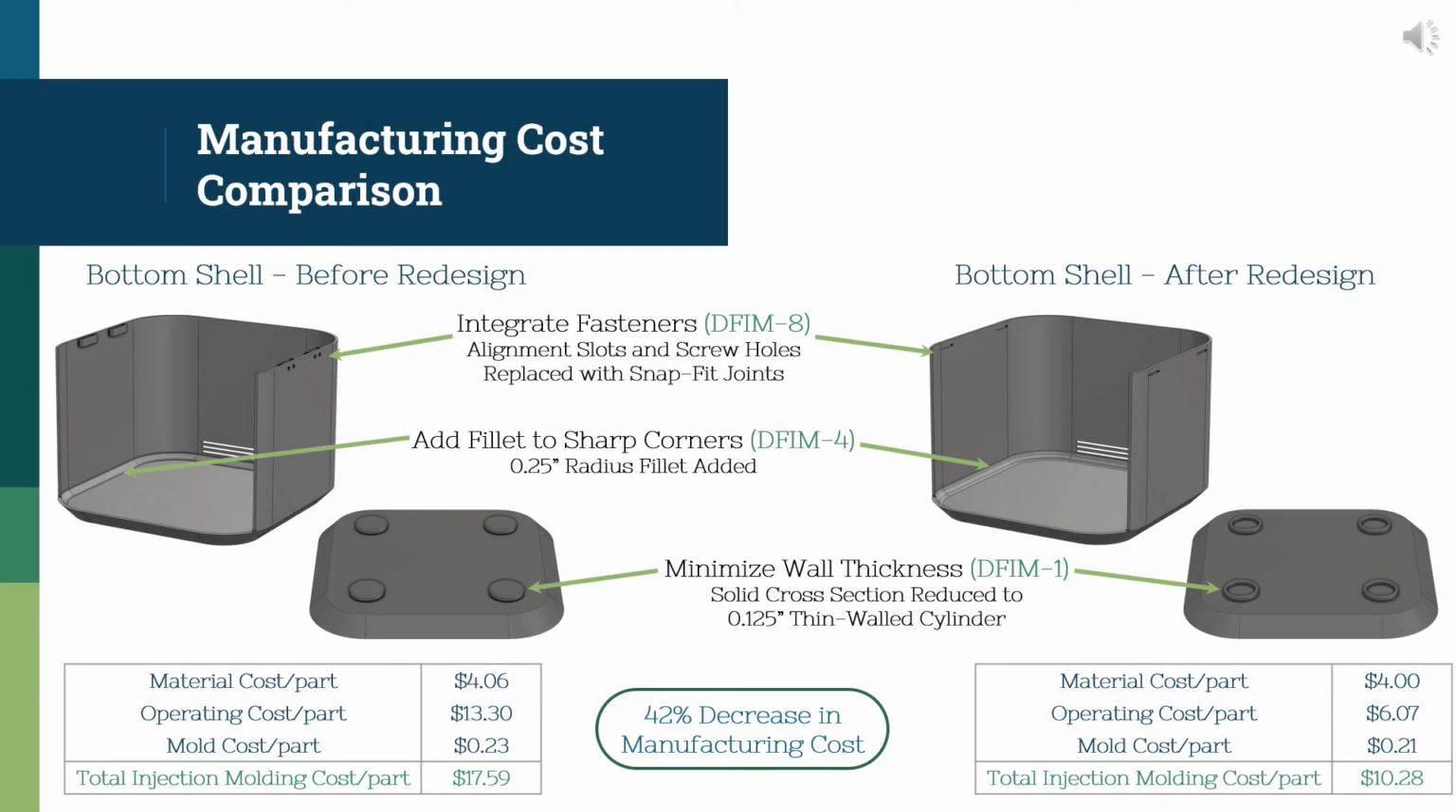The injection molding cost of the bottom shell before redesign was $17.59. The original design had a high maximum wall thickness due to the integrated feet on the base of the part. We minimized the cross-sectional thickness by eliminating material, leaving 1/8-inch thick cylindrical feet to raise the base of the air fryer. Additionally, the alignment slots and screw holes were replaced with snap fit joints, improving manufacturability by reducing the number of side pulls required. We also eliminated sharp corners by adding 1/4-inch fillets to the interior of the part. These changes decreased the injection molding cost by 42%, bringing the cost down to $10.28 per part.